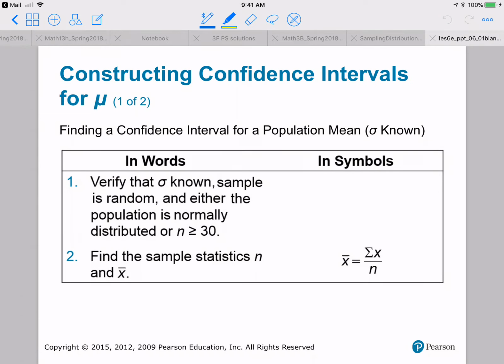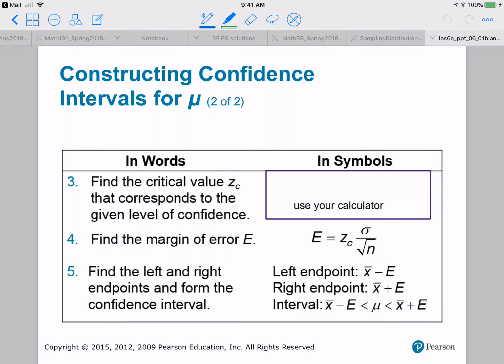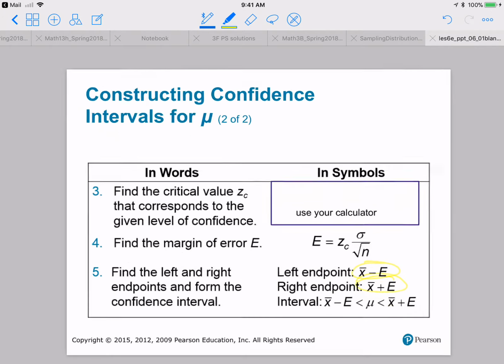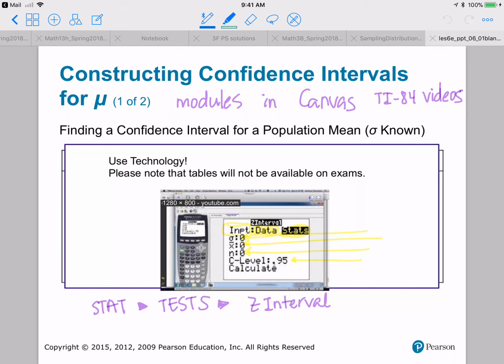Now, here's the long drawn out way, and this is the way that the book does it. But again, we have technology, so I'm encouraging and assuming that you use the technology. Number 1, verify that sigma is known and that the sample is random, and either the population is normally distributed or n is greater than or equal to 30. Then you figure out n and x bar, find the critical value ZC, then find your margin of error. The reason why I'm saying use your calculator is because tables will not be provided on the exam. So you want to make sure that you know how to use your calculator and not just rely on being able to use tables. Once you have your margin of error, you can compute your left endpoint and your right endpoint, and then put your interval together. But again, it's a lot faster to just put the data into your calculator and use technology.